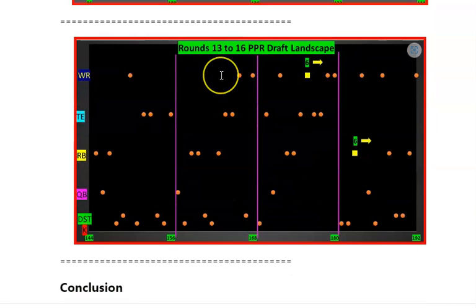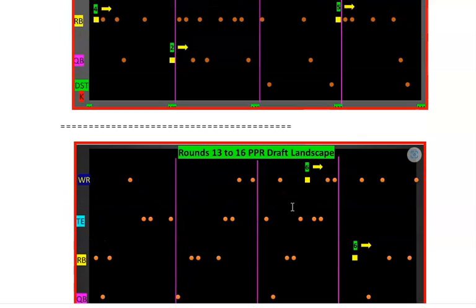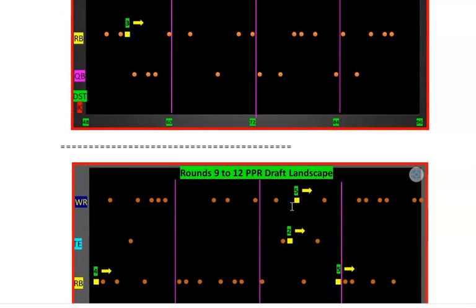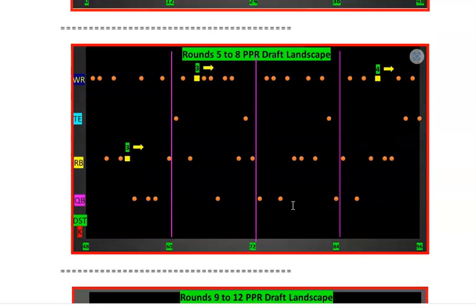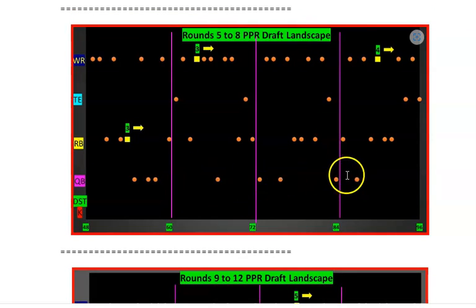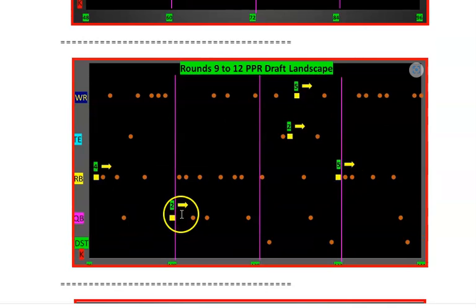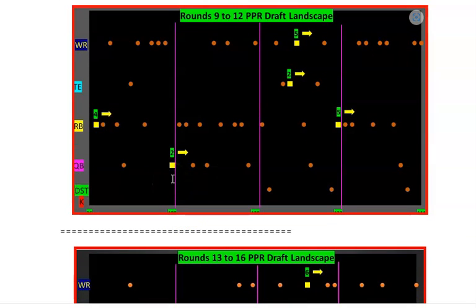Here's rounds 13 to 16. Your 6s are going here. Your RB6s are here, so they're almost caught up with each other. Your defenses are going. There's a big gap in this range. No defenses are taken. QBs are still, we must have started QB2 somewhere, huh? No? 1, 2, 3, 4, 5, 6, 7, 8, 9. Did I make a mistake? Oh, here it is. I'm sorry, I was asleep. So way back here was where your QB2 started.